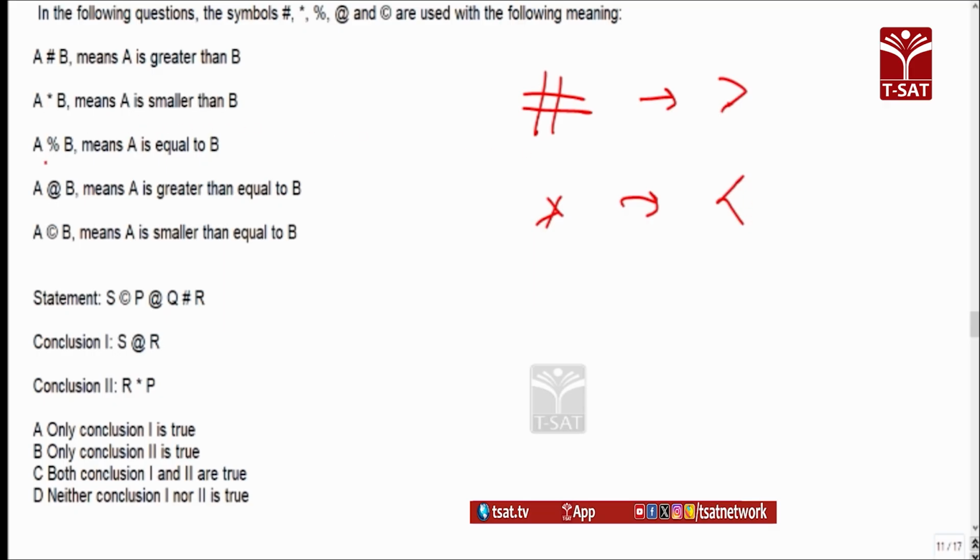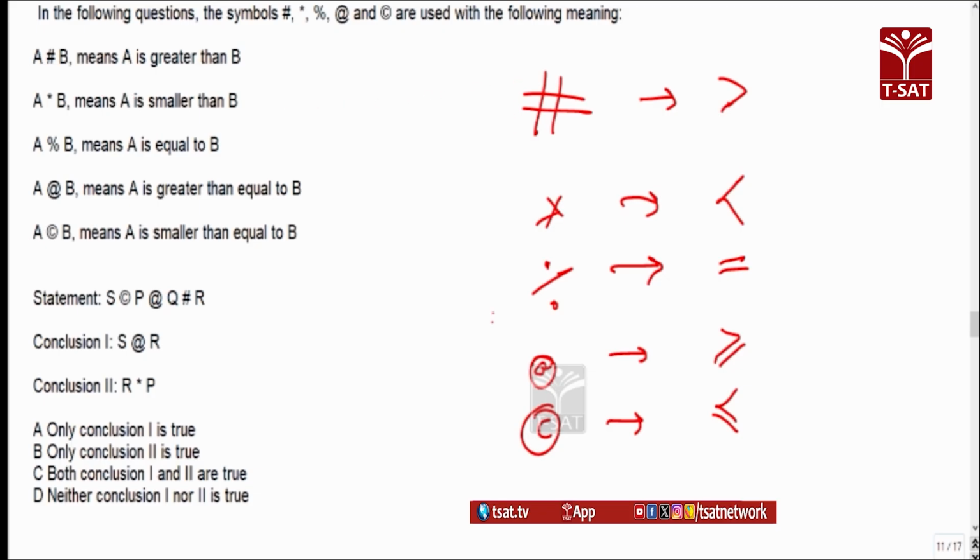In the same way, percent means A is equal to B. Whenever you have this symbol percent, this symbol indicates equal. The other one is at the rate. So the at the rate symbol means A is greater than or equal to B. Finally, this symbol represents smaller than or equal to B. So directly these are the symbols. The symbols represent greater than or less than. So this is all the directions that is given.